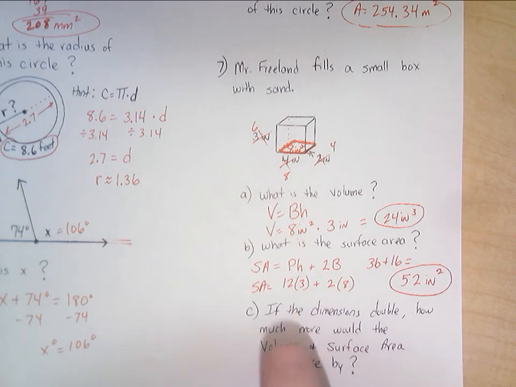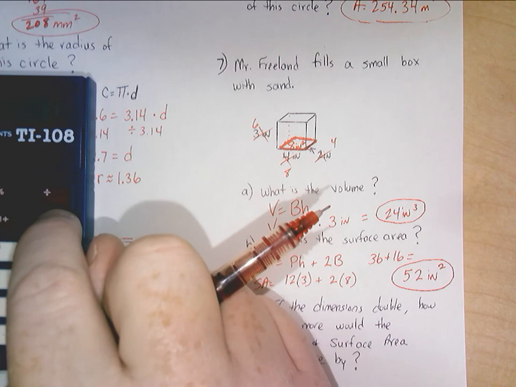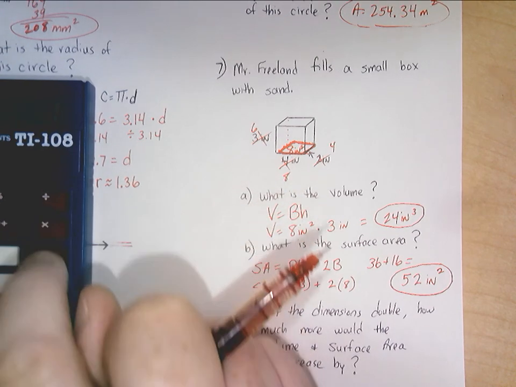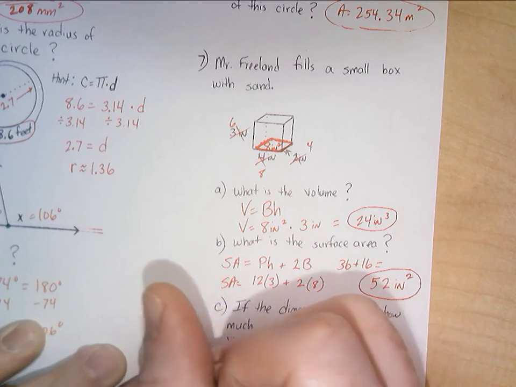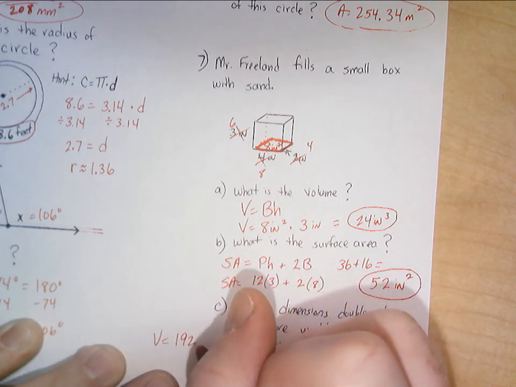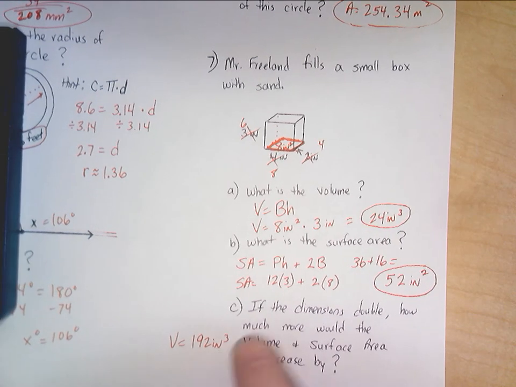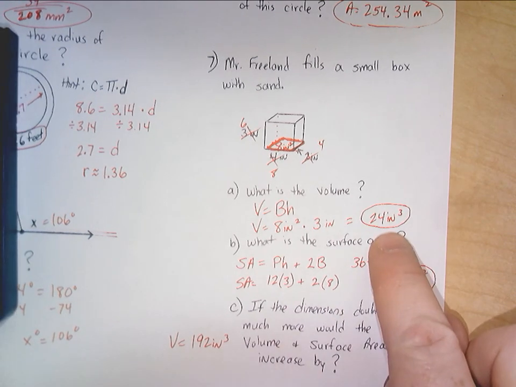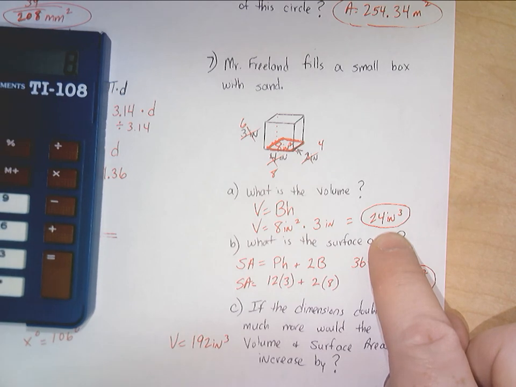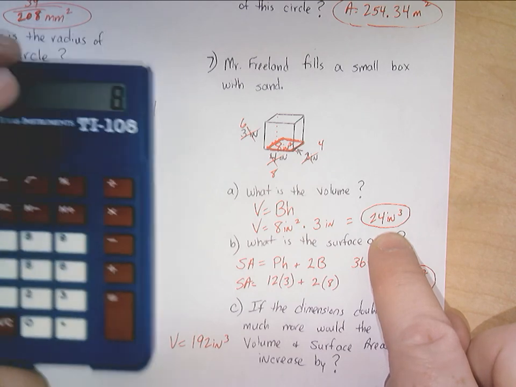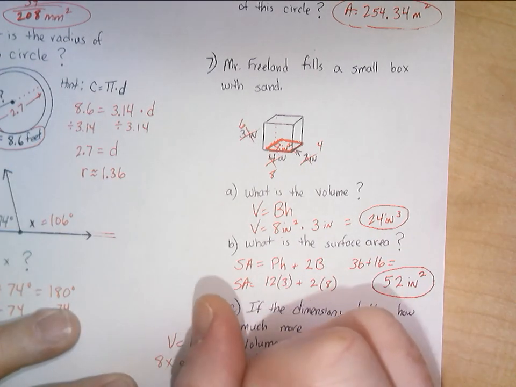Let's see, 6 times 8 times 4 for volume, right? Length times width times height. So 6 times 8 times 4 equals 192. So the volume would increase to 192 inches cubed. How much greater is that than the volume when the dimensions were cut in half? Well, if you divide that by 24, you see it's 8 times. So this is 8 times greater.